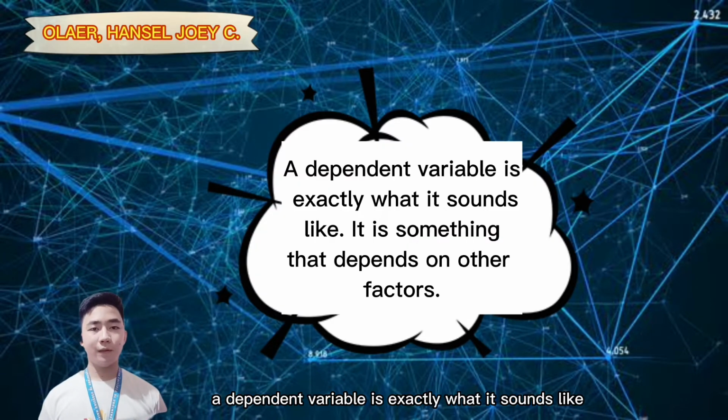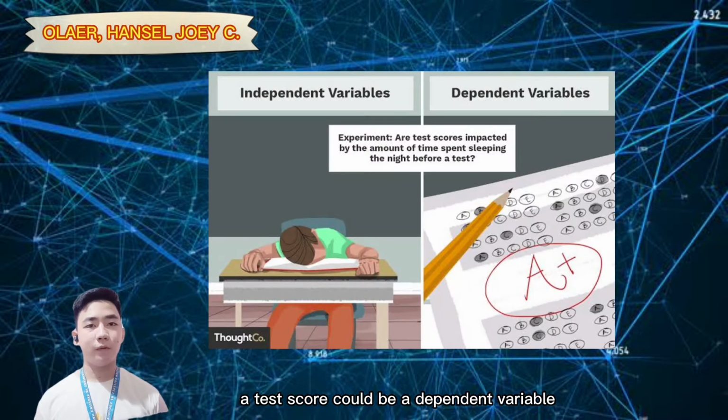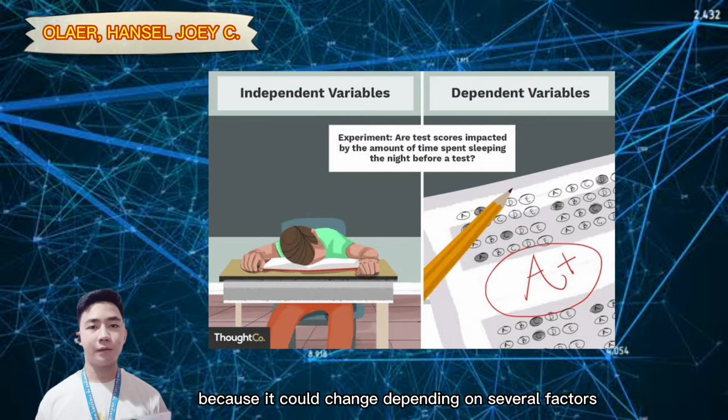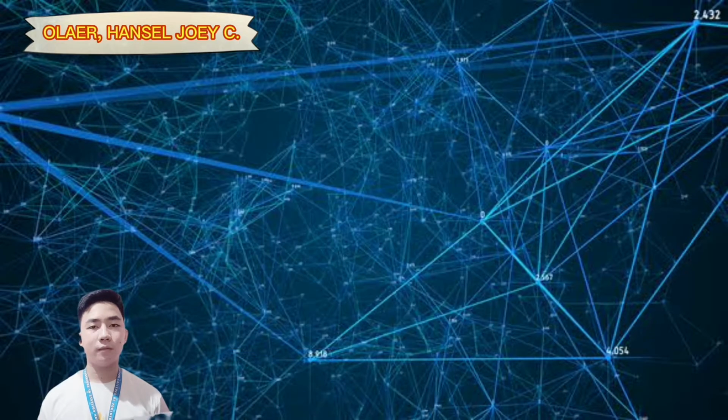A dependent variable is exactly what it sounds like. It is something that depends on other factors. For example, a test score could be a dependent variable because it could change depending on several factors, such as how much you studied, how much sleep you got the night before you took a test, or even how hungry you were when you took it.